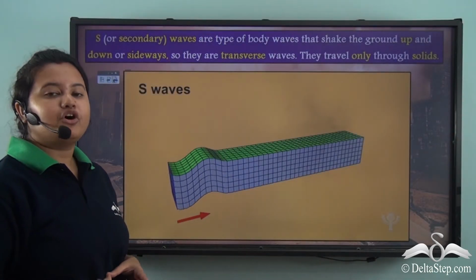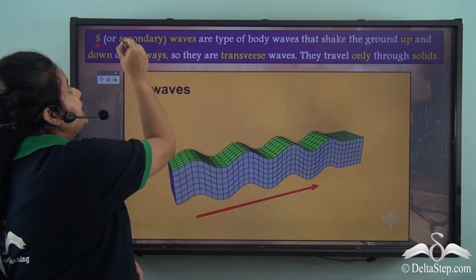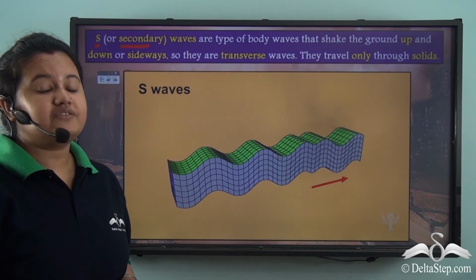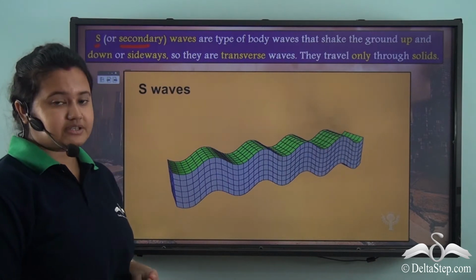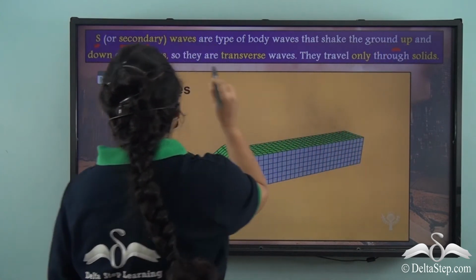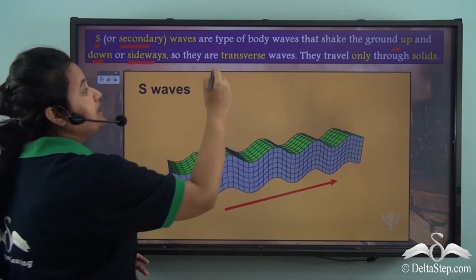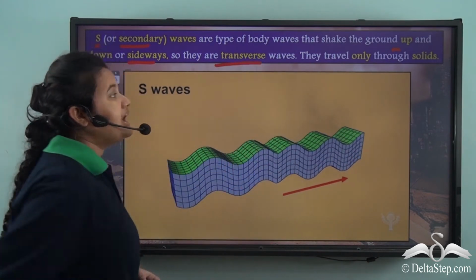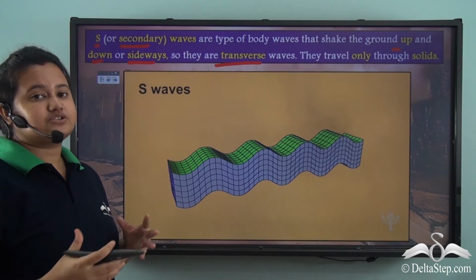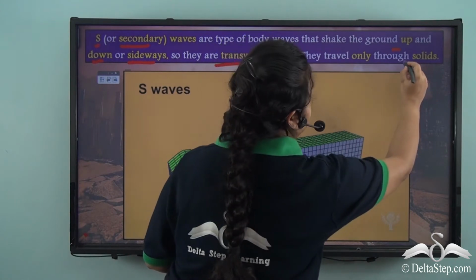P waves are followed by S waves. Here the letter S stands for secondary, as they are the second type of seismic waves that originate at the focus. These waves shake the ground up and down or side to side, and these waves are also called transverse waves. Unlike P waves, S waves cannot travel through all states of matter. Rather, S waves can only travel through solids.